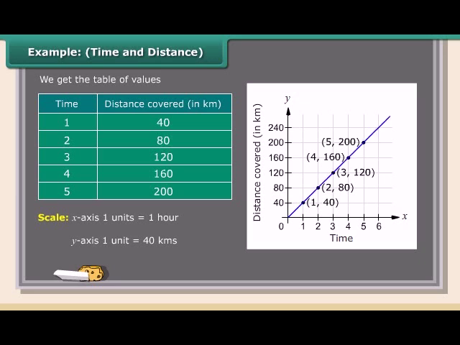1. On the vertical axis, 160 kilometers corresponds to 4 hours on the horizontal axis. 2. On the horizontal axis, 2.5 corresponds to 100 kilometers on the vertical axis. Therefore, Akshay covers 160 kilometers in 4 hours, and in 2.5 hours, he is able to cover a distance of 100 kilometers.